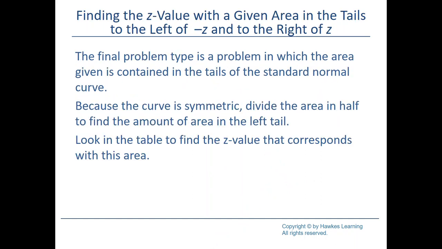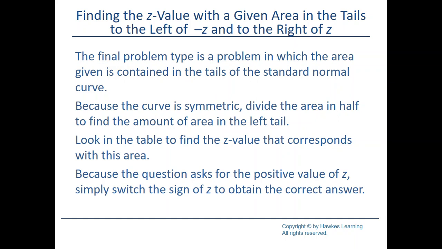Okay, now our final problem type is the area which is contained in a standard normal curve. Again, this is if it's just in those tail areas. So since again the curve is symmetric, we're going to divide the area in half and only look at the left tail, and then we're going to find the z value that corresponds with that area alone. And again, all we have to do is, once we find that, just pull the negative off and switch it to the positive to get the other z that we need.